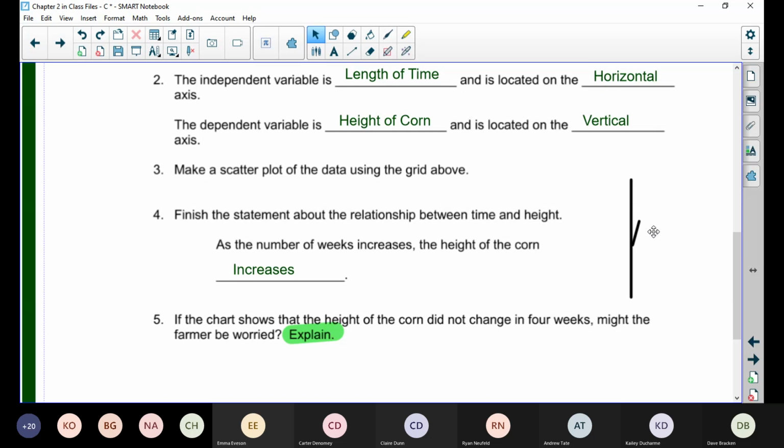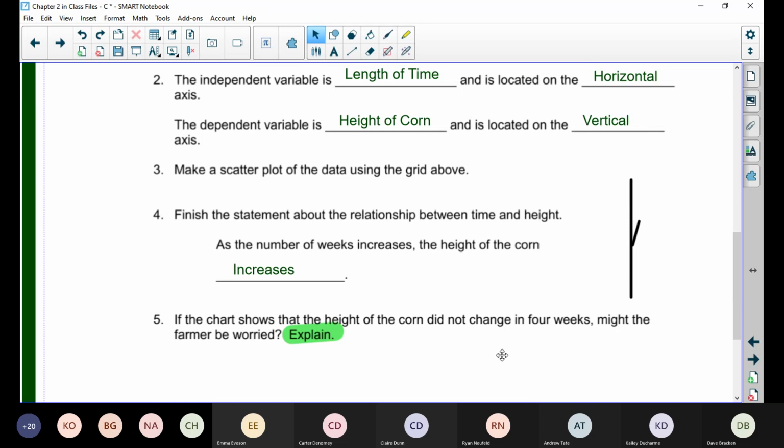So if it's at the end of the cycle, when it's got its full height, I wouldn't be worried whatsoever. Like when it comes to September, I wouldn't be worried at all if it didn't grow anymore and I just waited till October in order to harvest it. That would be fine. But in the middle of June or July, when it's only a foot or two out of the ground and it's not growing for a month, yes, I would be worried.